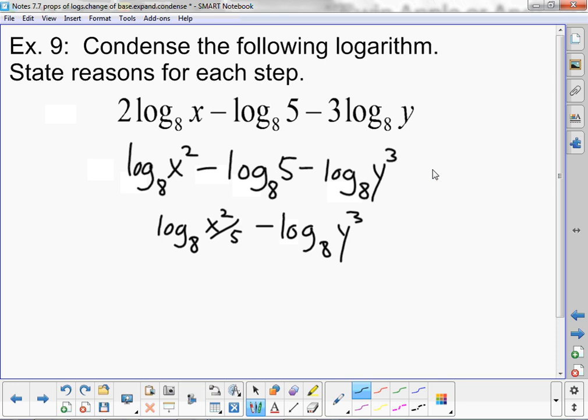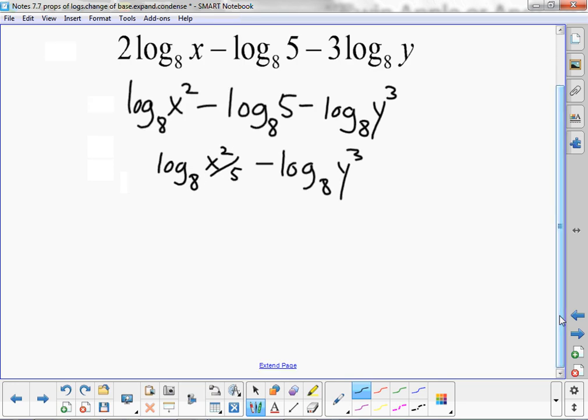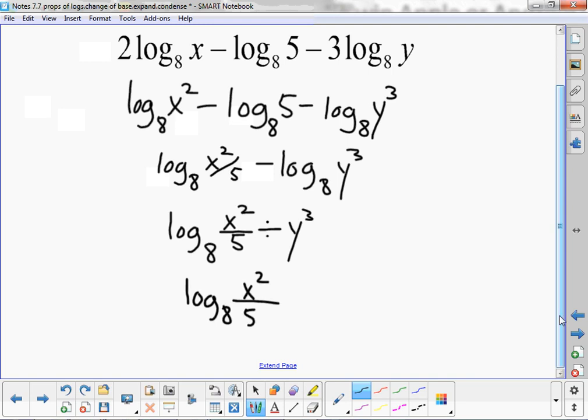So let's see here. You're going to take that divided by that. So log base 8 of x squared over 5. Let's write it this way, because that's dividing, right? Divided by y to the third. Dividing is the same thing as multiplying by the reciprocal, so that will end up on the bottom still, right? Yep, that flips over. So this is going to be log base 8 of x squared over 5y to the third.